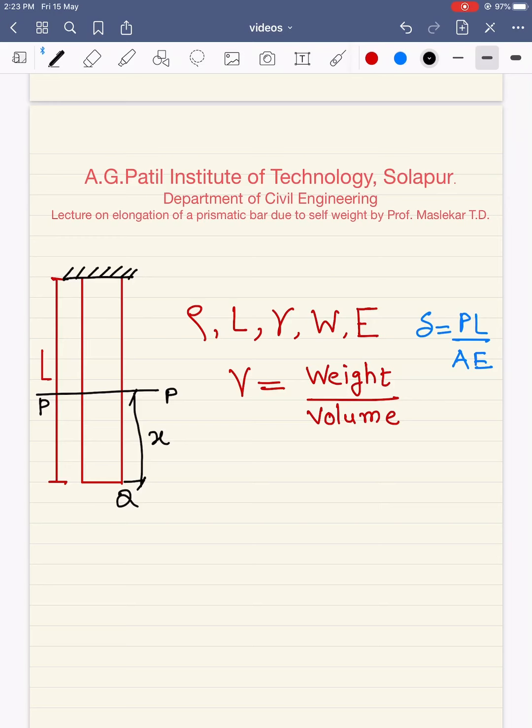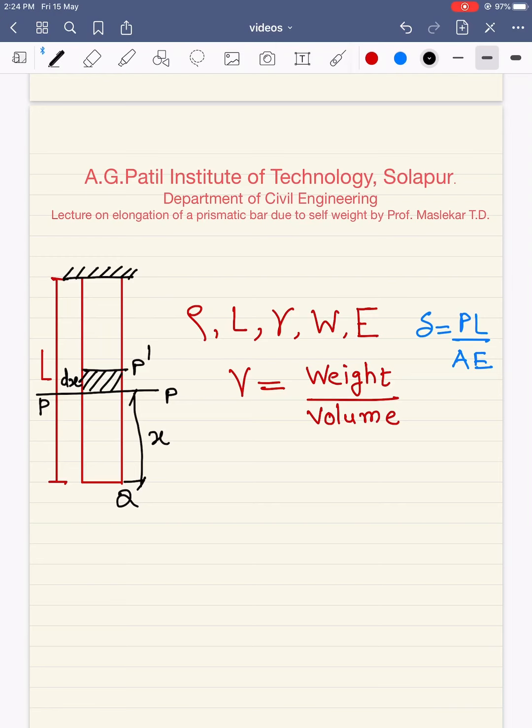And now consider a small element P dash over this section, of length dx. Consider a section PP which is at a distance x from the bottom of the bar, and a small element PP dash of length dx. Initially we'll calculate the elongation of this PP dash element, and then from that we'll evaluate the elongation of the total bar.